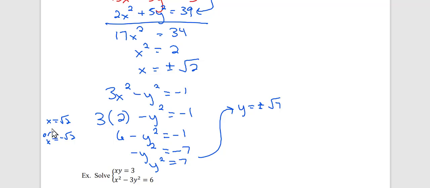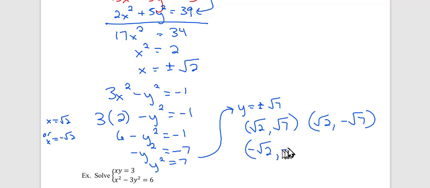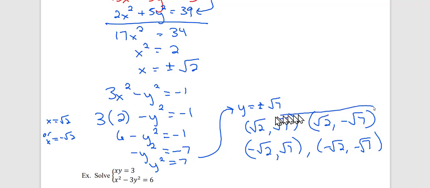For each of these x values, for x being root 2, I got the square root of 7 and negative root 7. For x being negative root 2, I got y equals root 7 and y equals negative root 7. It didn't matter. When I plugged in x equals root 2, I got 2 solutions. When I plug in x equals negative root 2, I get 2 solutions. So total, I have 4 solutions here.